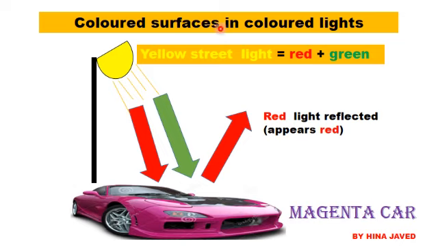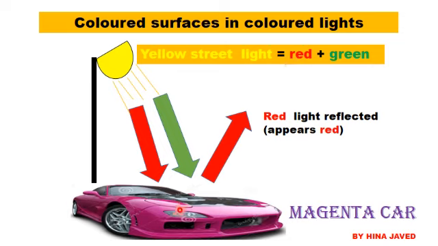Colored surfaces in colored light. Another example for you, if you have a magenta car, how does the magenta car look under a yellow street light? You have to know yellow street light, or we can say yellow color, is made up by mixing red and green color. And we also know red and blue color mixed together make magenta color. Magenta is a secondary pigment color, and red and blue both are primary pigment colors. It means magenta contains red color, and yellow street light also has red color.